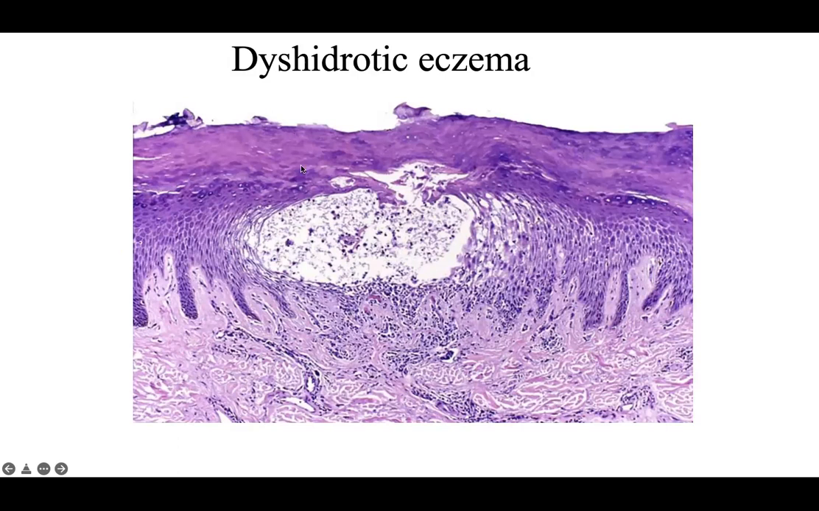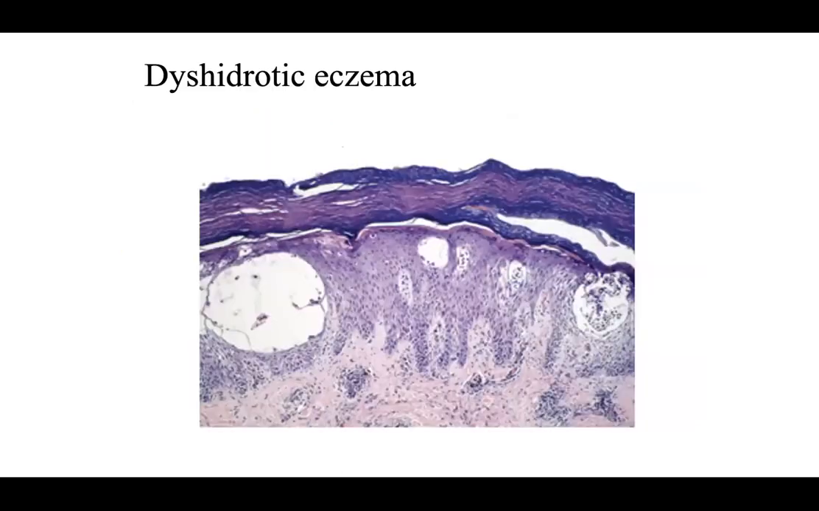We can easily do a PAS or a GMS to rule out presence of fungal organisms. And what we'll be left with here is dishydrotic eczema is the most likely. If the clinician was between the three entities I just discussed, we would be able to help rule out two of those entities and help rule in dishydrotic eczema. Just another picture illustrating the same thing.